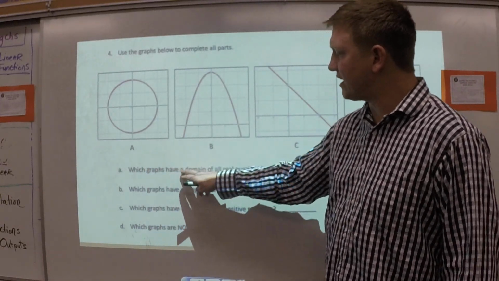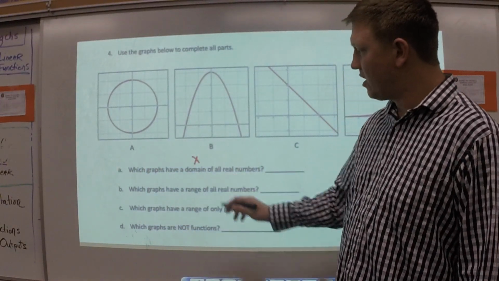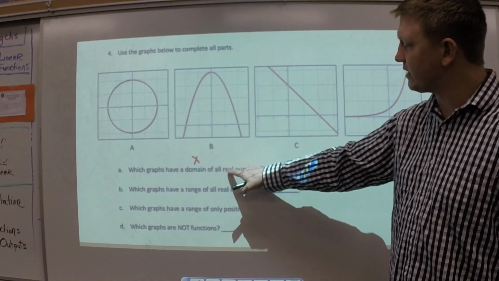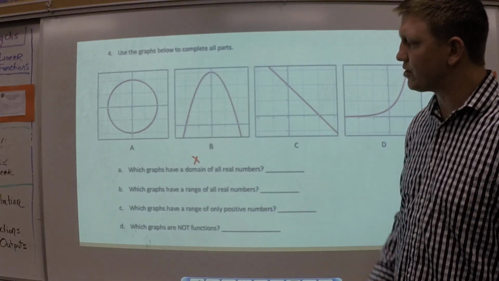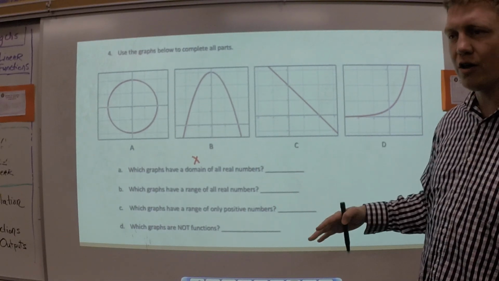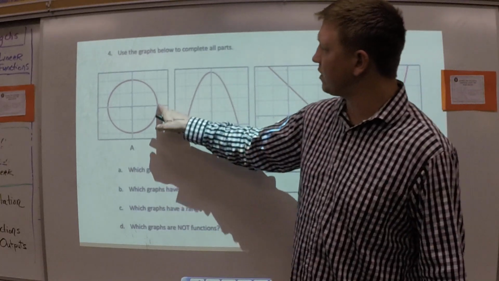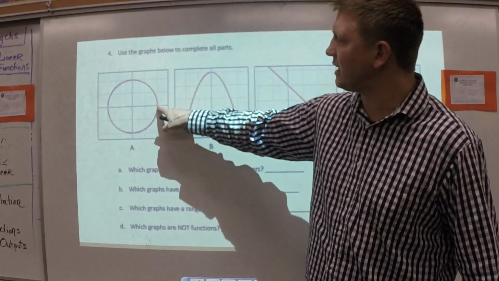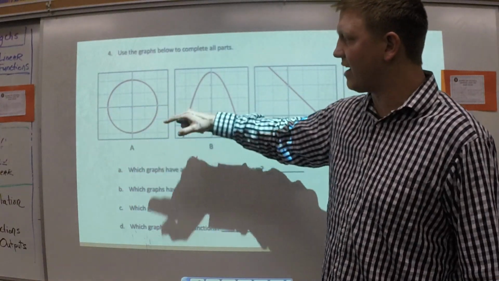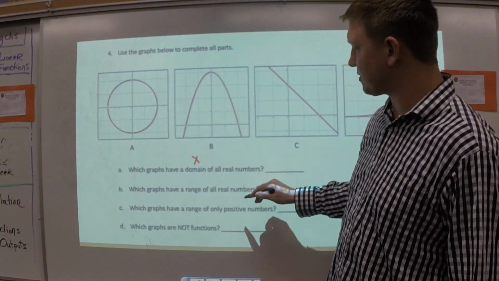Which graphs have a domain of all real numbers? Remember, domain is all of the x values. All real numbers just means that they go forever and ever, and it includes all of the x values. Now this one only includes x values from here to here. There are limits on this. It only has a certain span of values that work, so not all real numbers.